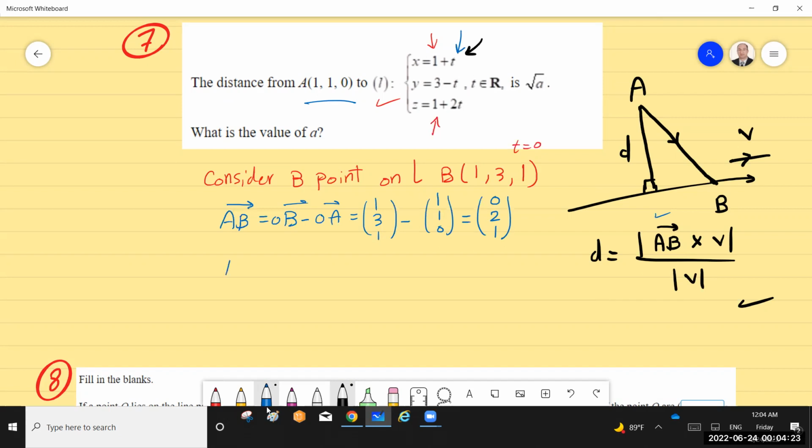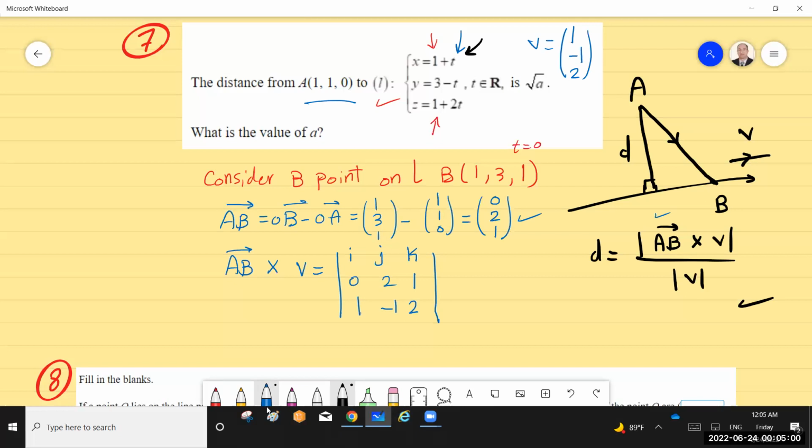So now I can find AB vector cross v, or we multiply normally the vector multiplication by writing the determinant: i, j, and k, the unit vectors in the main directions x, y, and z, and write the vector AB that we got, (0, 2, 1). And the vector v, as I told you, is the coefficient of t: 1t here, negative t means negative 1, and 2t, the coefficient is 2. So just write 1, negative 1, and 2.